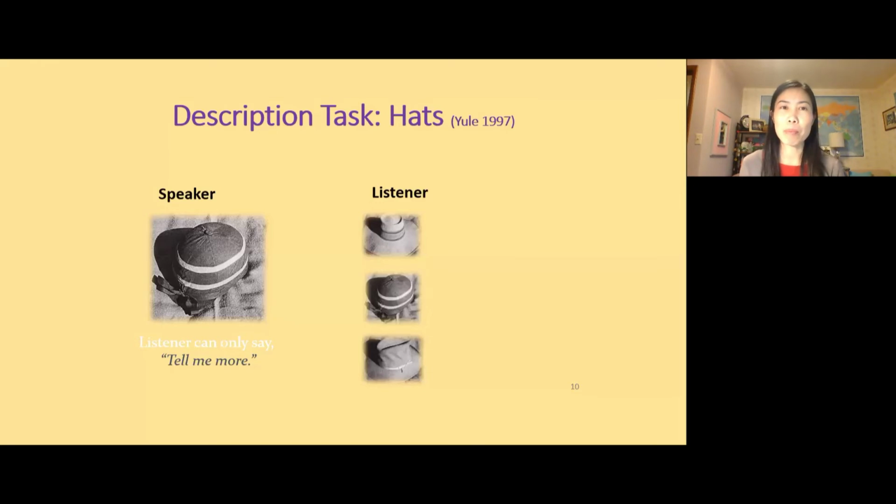This is an example of a description task. Here, students work in pairs, and one student is the speaker, the other one is the listener. The speaker has to describe a hat, and the listener has to identify what hat is being described.